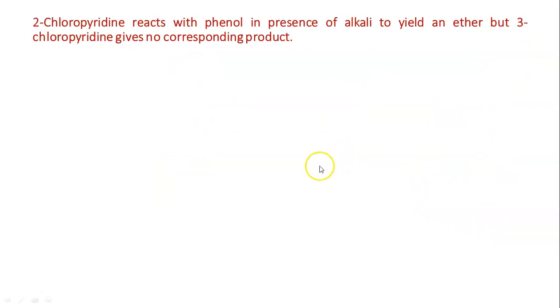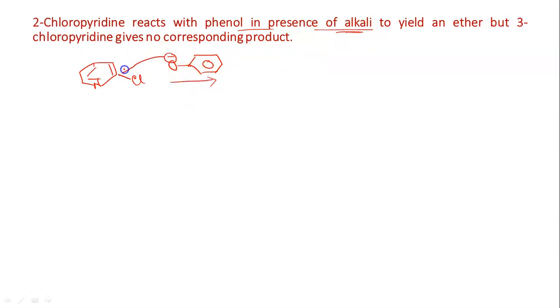2-chloropyridine reacts with phenol in presence of alkali. So 2-chloropyridine, this is the structure of 2-chloropyridine. We are using phenol in presence of alkali. So the oxygen will remain in this form because the hydrogen will be taken by alkali. So this is the phenoxide ion basically.